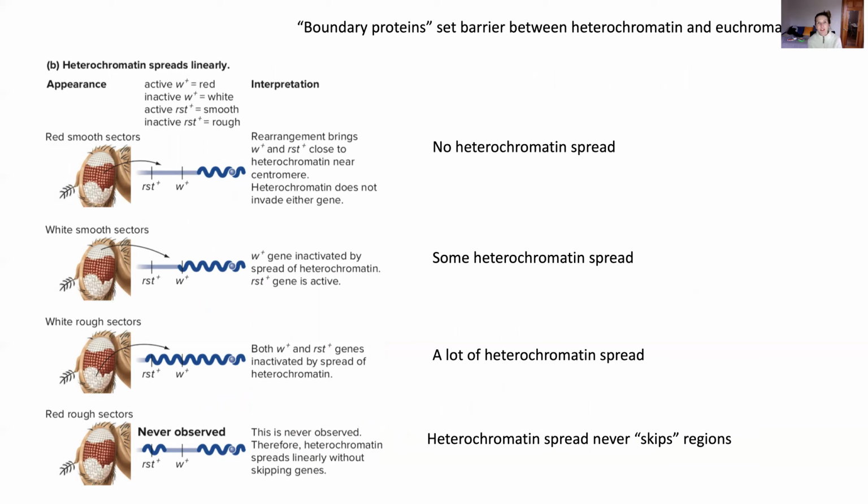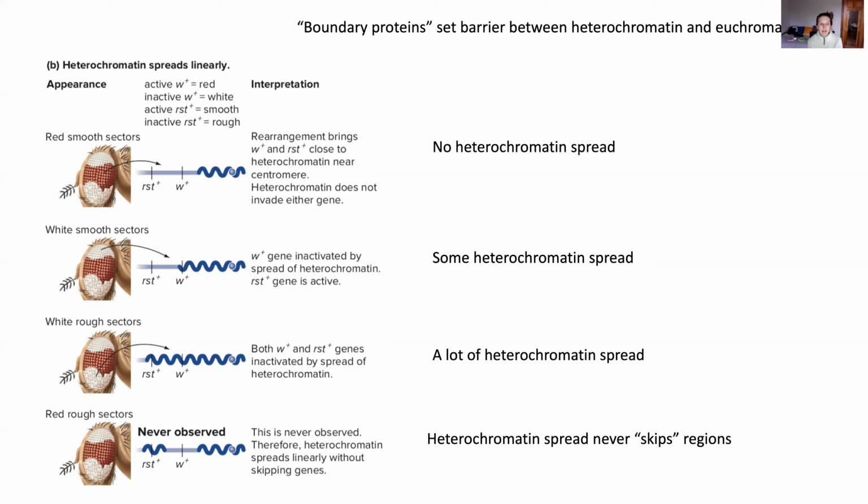Next, we have sectors of eyes that are now white, but they're still smooth. And what this means is that there was some heterochromatin spread. You can see here that the blue squiggly line has now invaded and crossed over the white gene. So now wild type white is not being expressed, so the eyes appear white, but wild type roughest is still there, so the eyes still appear smooth.